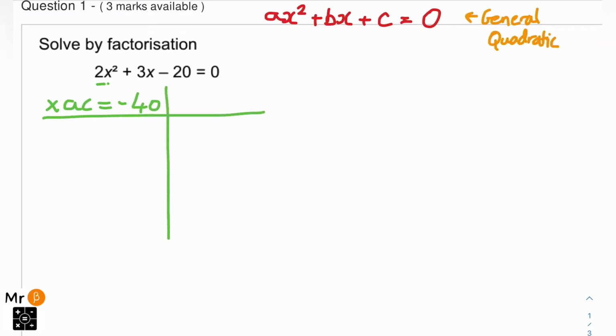So now we know we're timesing to make negative 40, and we are adding to make our b, which again, if we look at our general quadratic, is the number in front of the x, which is 3. So now we can write down our factor pairs of negative 40. Bear in mind, we are trying to get them so they've got a difference of 3.